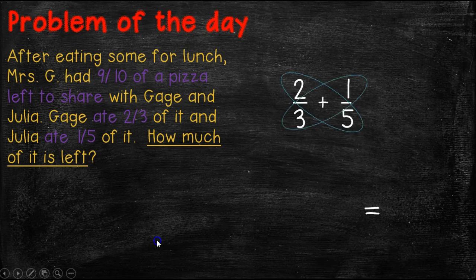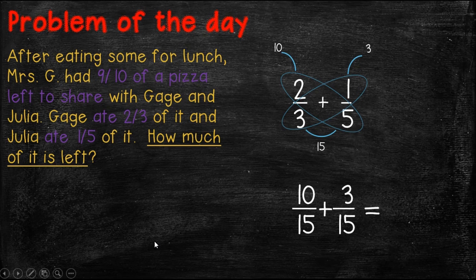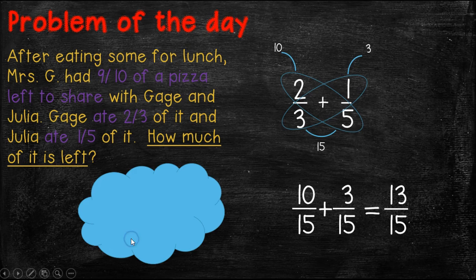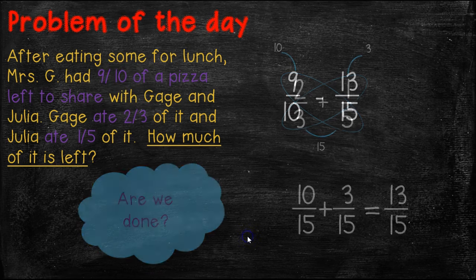So we can do the butterfly method here, and we know that 5 times 2 is 10, 3 times 1 is 3, and 3 times 5 is 15. So our new fractions are 10/15 plus 3/15, which equals 13/15. So Gage and Julia ate 13/15 of the pizza. Are we done? No, we just did the part inside the parentheses. Now we need to take 13/15 away from 9/10. So that's a subtraction problem.